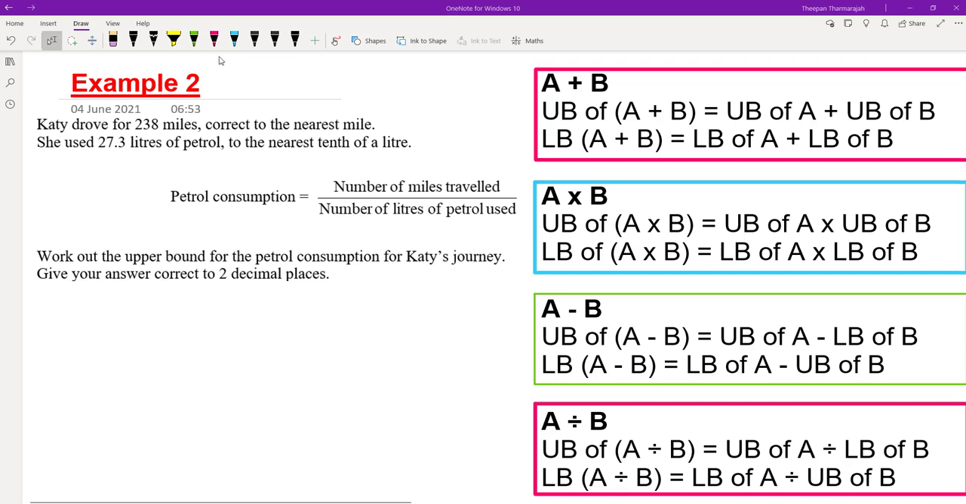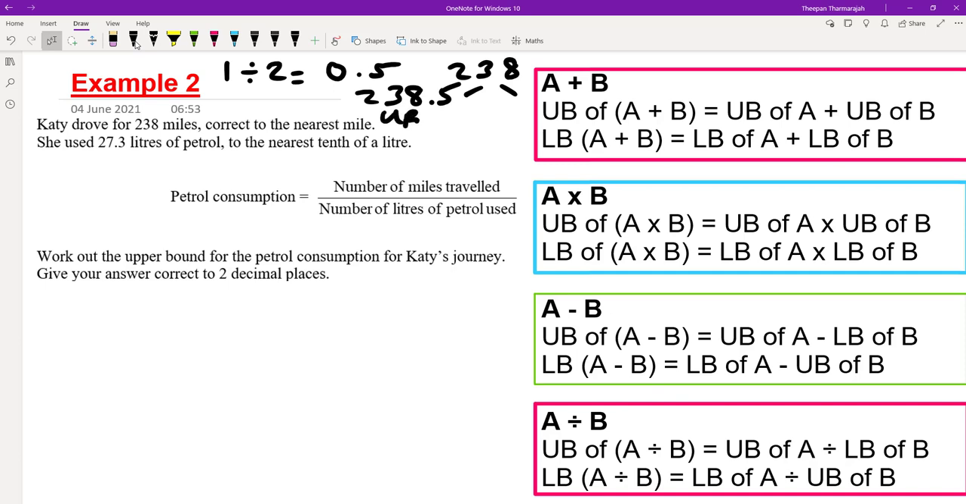So what we're going to do here is look at the format of the number. 238 is a whole number, so I'm going to treat that as 1. So we do 1 divided by 2, which is 0.5. So to find the upper bound for 238, we do 238 plus 0.5, which is 238.5, and the lower bound is going to be 238 minus 0.5, which will give me 237.5 respectively for the lower bound.